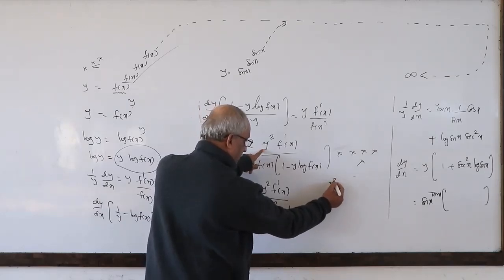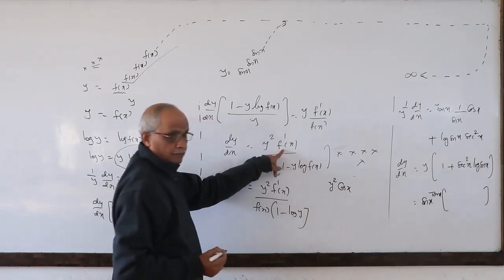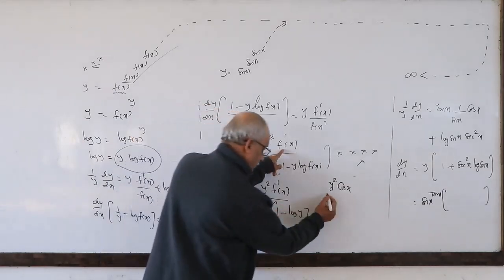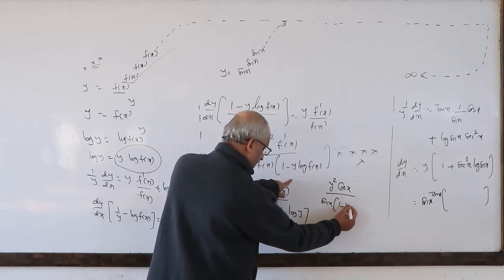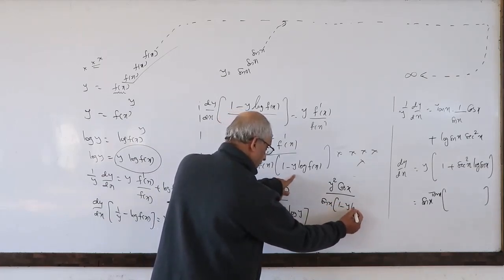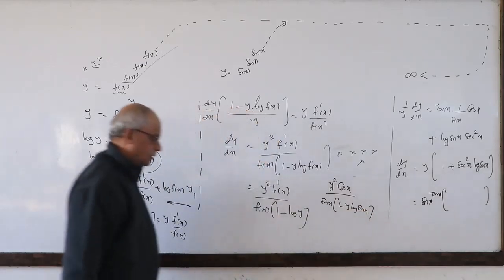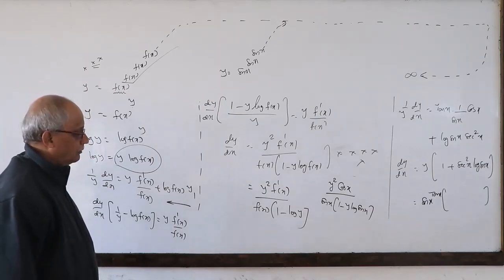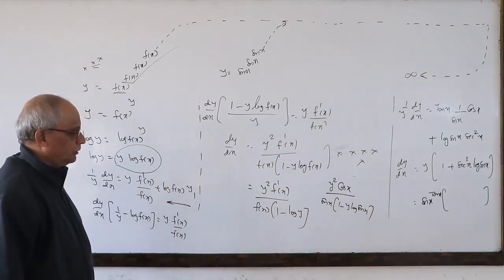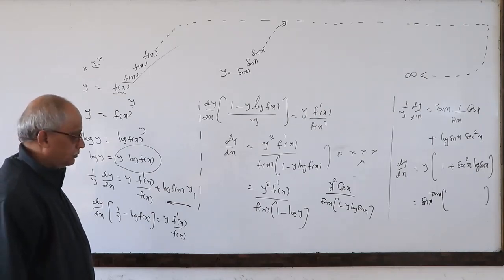y square into f dash x over f of x, times 1 minus log y. This is fixed. What is f here? This is the answer. Take this result as a direct formula to write the answer. It will be a very useful result instead of doing the total method.